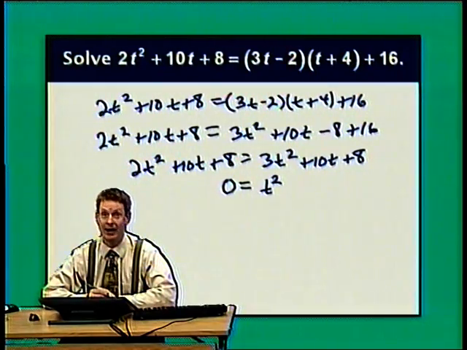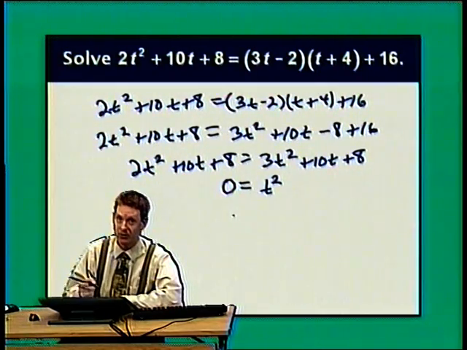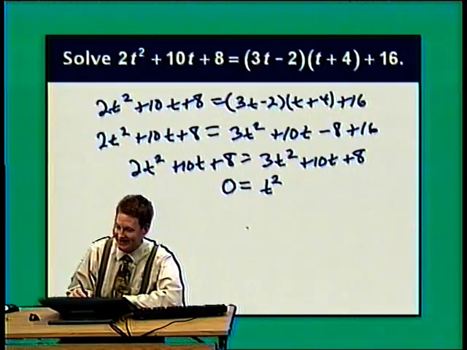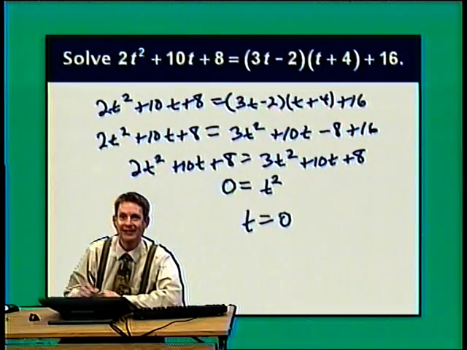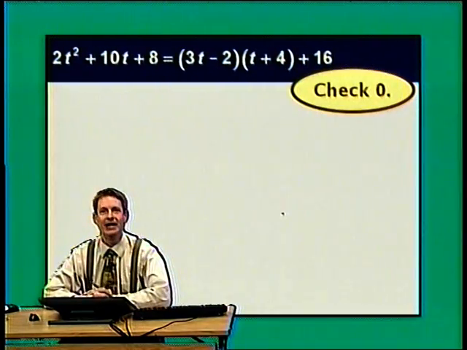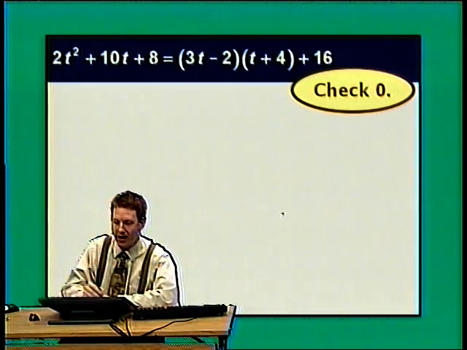What number can I square that gives me 0? There's only one, and that's 0, because if you get a product of 0, one of the numbers has to be 0, so if you're squaring and getting 0, the number you're squaring is 0. Say that 10 times. t is 0. But we need to check in our original equation.